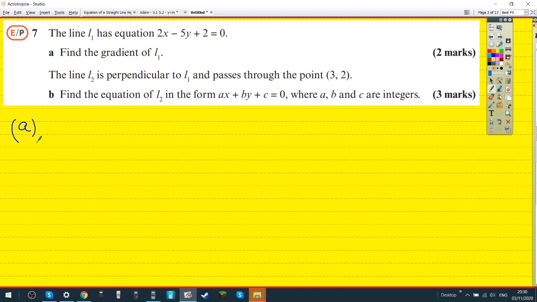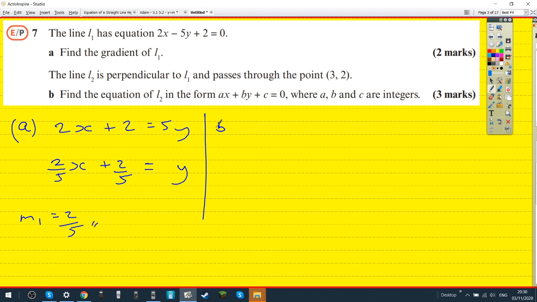So we plus 5y on both sides, which gives you 2x plus 2 equals 5y. Then you divide by 5 on both sides. So it'd be 2 over 5x plus 2 over 5 equals y. And then you have the gradient, which is 2 over 5x, without the x. So that's the first part of the question.